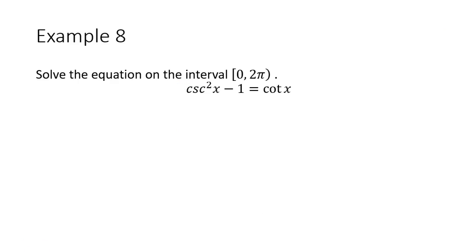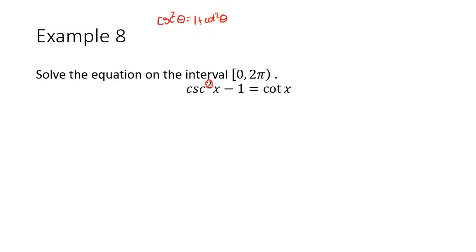Example 8, solve the equation on the interval from 0 to 2 pi, cosecant squared x minus 1 is equal to the cotangent. All right, this problem would be much easier to do if we had all the same trig functions in there. And because I have a cosecant squared, I can check out my Pythagorean identities. And I have a Pythagorean identity that tells me the cosecant squared of an angle is equal to 1 plus the cotangent squared of that angle.